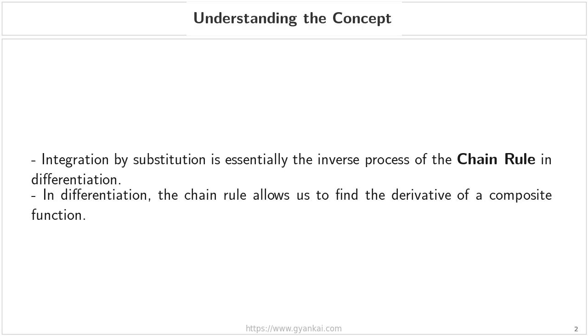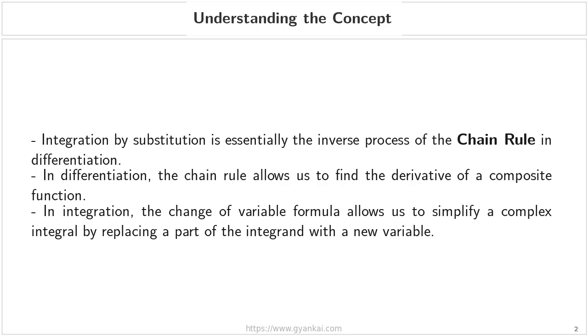Now, you'll remember that in differentiation, the chain rule allows us to find the derivative of a composite function. What do I mean by a composite function? Well, it's a function inside another function, like, for example, sine of x squared. The chain rule tells us how to find the rate of change of that entire function, taking into account the rates of change of both the outer and inner functions.